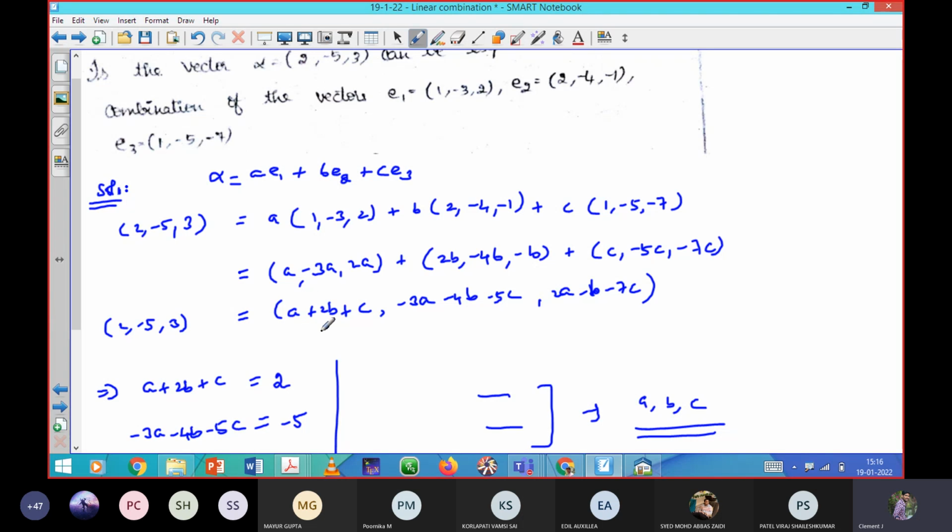Otherwise you can even check here: if you add A plus 2B plus 2C, what answer should you get after finding the A, B, C values? If you substitute at this position, any guess what answer you should get? 2. Okay, so if you substitute here, you should get the answer minus 5. So this is the procedure to cross check whether you have got the correct answers or not.